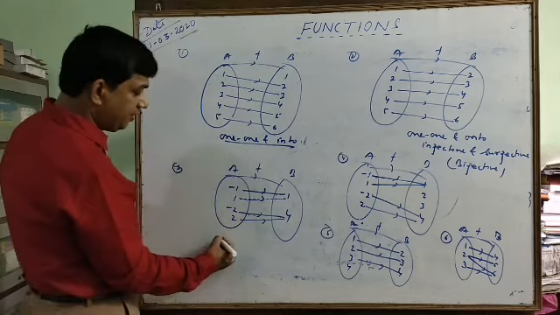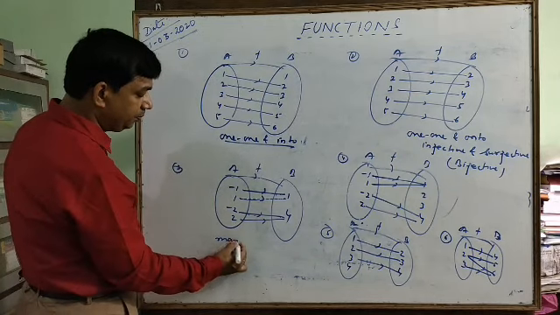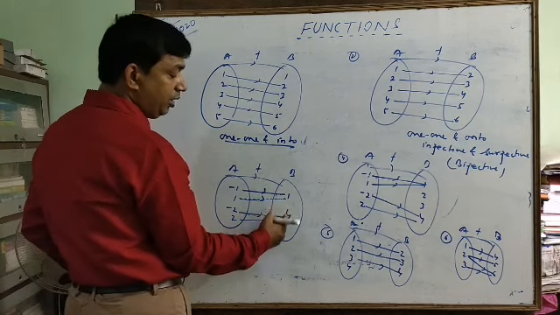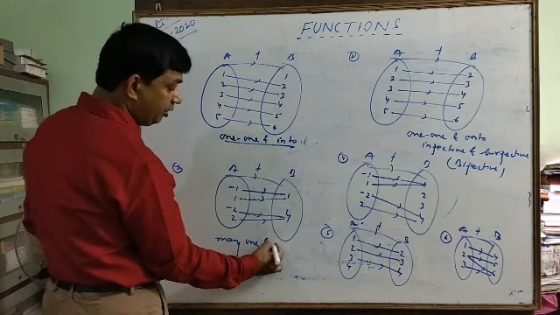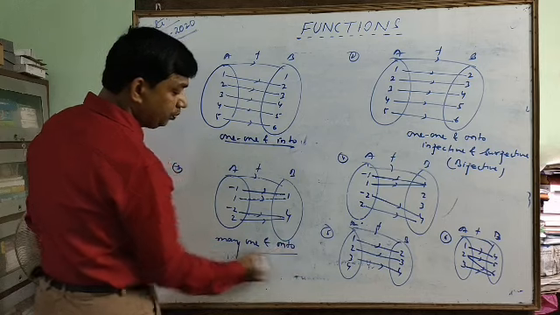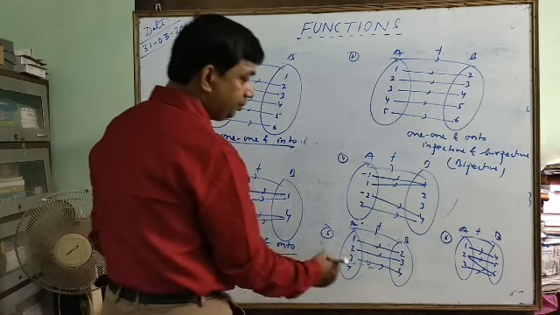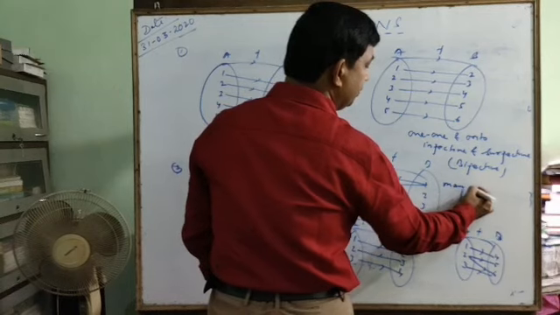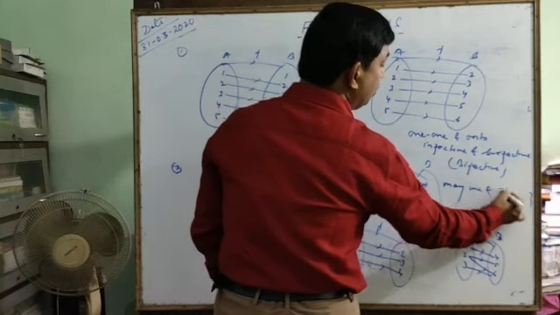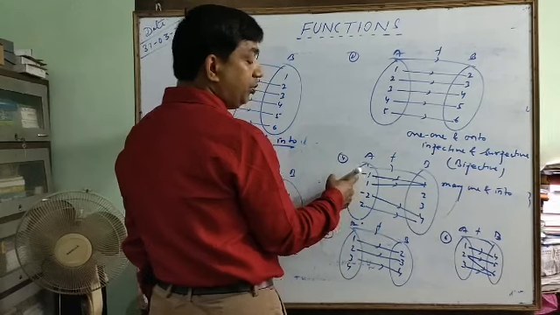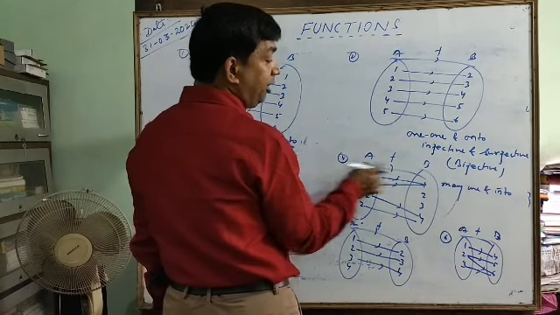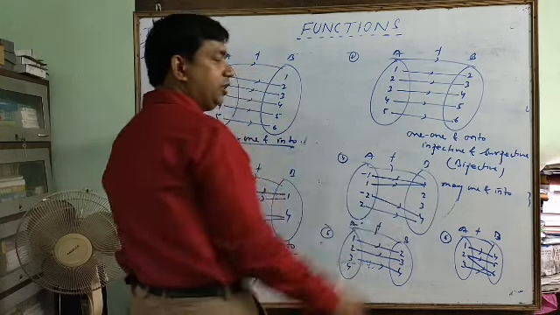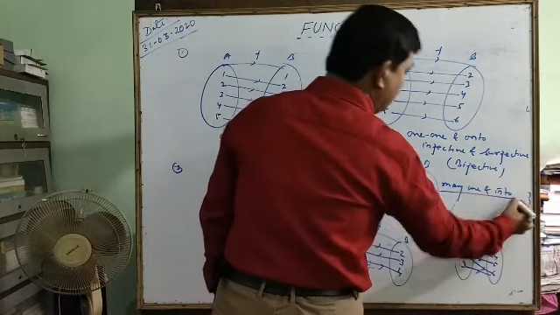Now this is many-one, and range and codomain are same, so many-one and onto. This is many-one and into. Many-one because more than two elements are related to one, and range and codomain are not same, so it is into. So many-one into function.